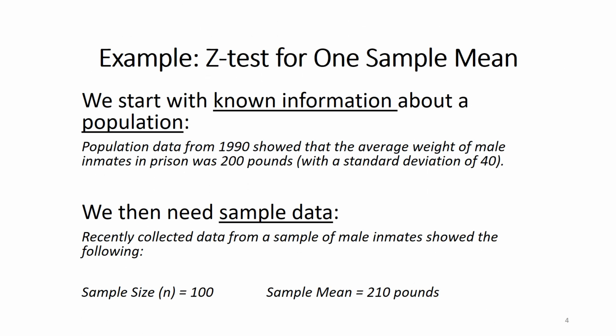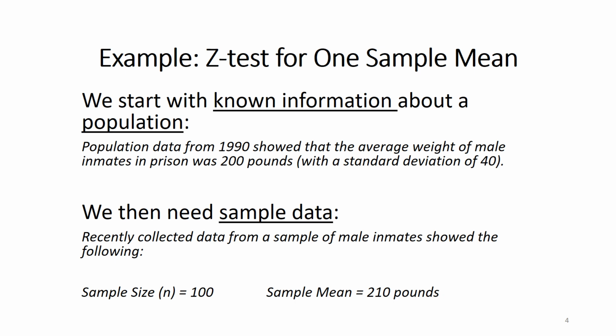So our example, in this case, we have a Z-test for one sample mean. In order to conduct a Z-test for one sample mean, we have to think, what are we doing? Well, what happens in a Z-test for one sample mean? That's when you compare known population information against some sample.